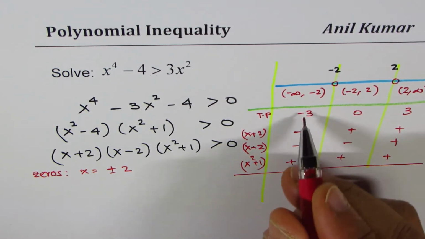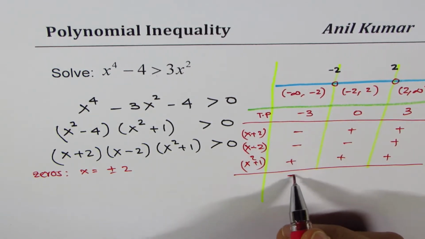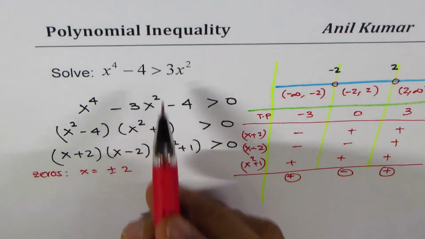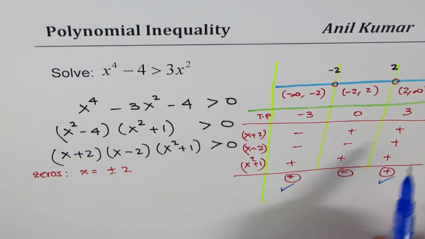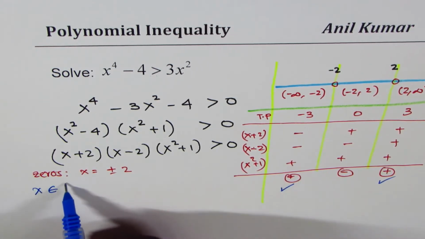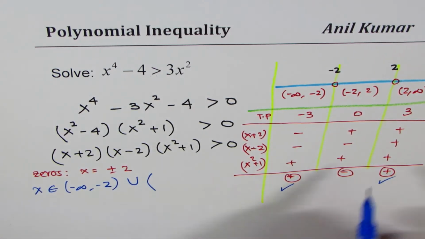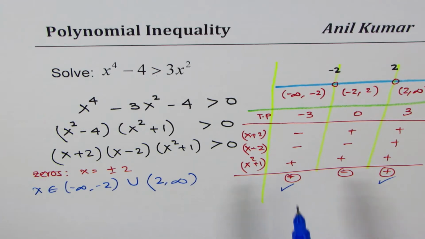Now we are talking about the product of these three, right? Two negatives makes it positive. One negative is negative. All positive is positive. Greater than 0 means we are looking for positive, right? So we are looking for these two intervals. So from here, we know that the solution is that x belongs to from minus infinity to minus 2 union 2 to infinity. Is it okay? Now this is one method, which we are testing with the help of intervals, making a table.